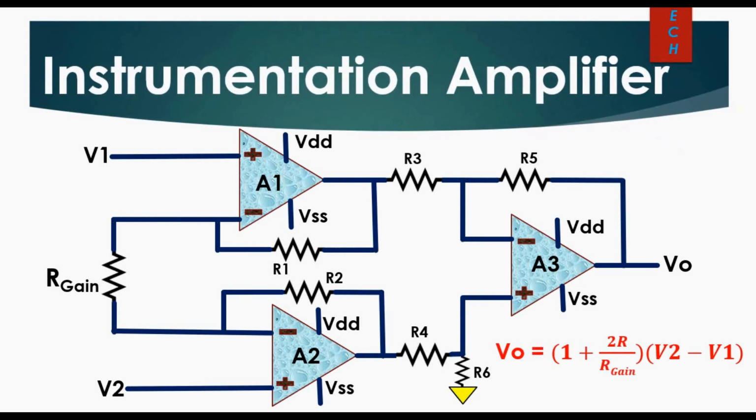So this is the basic circuit of the instrumentation amplifier. You can see here we have three operational amplifiers, that is A1, A2 and A3. In A1, you can see the input is connected at the plus terminal, so this is a non-inverting amplifier. This is also a non-inverting amplifier. And then there is a differential amplifier, that is A3, and then finally you get the output. So the instrumentation amplifier is basically a differential amplifier.